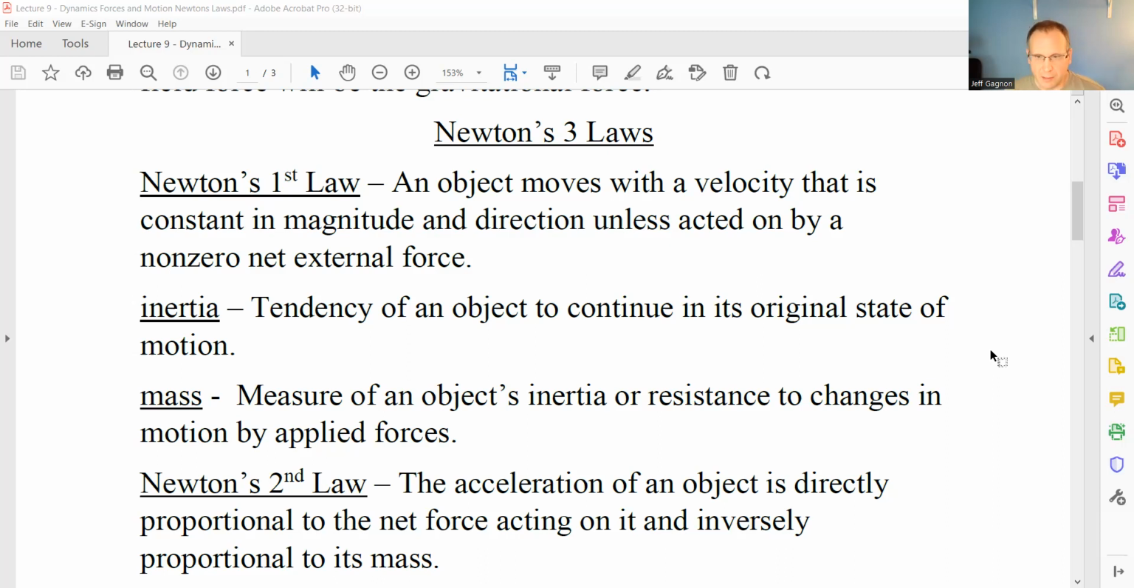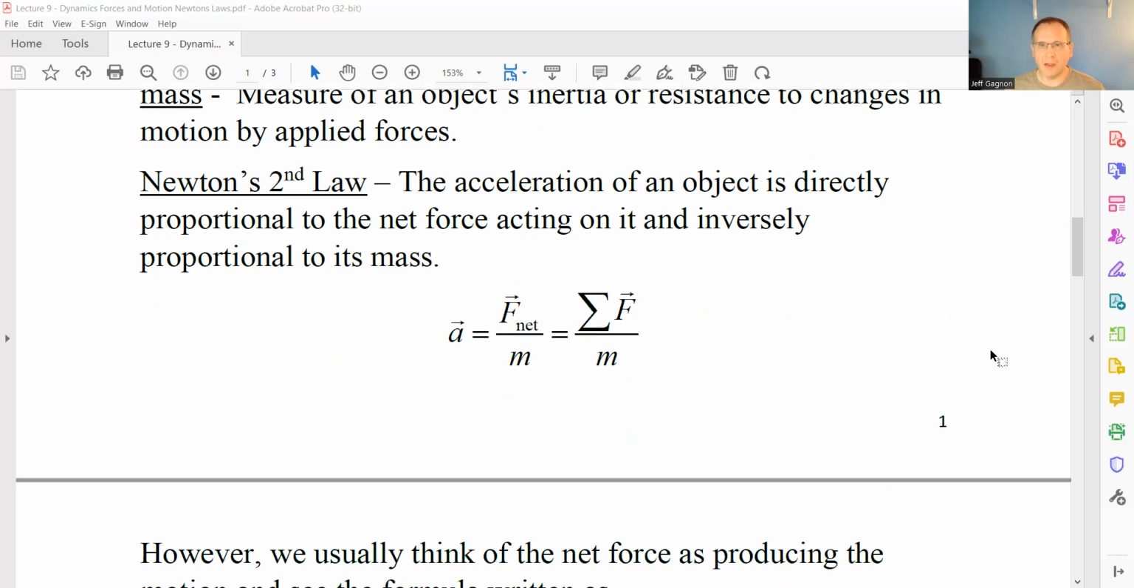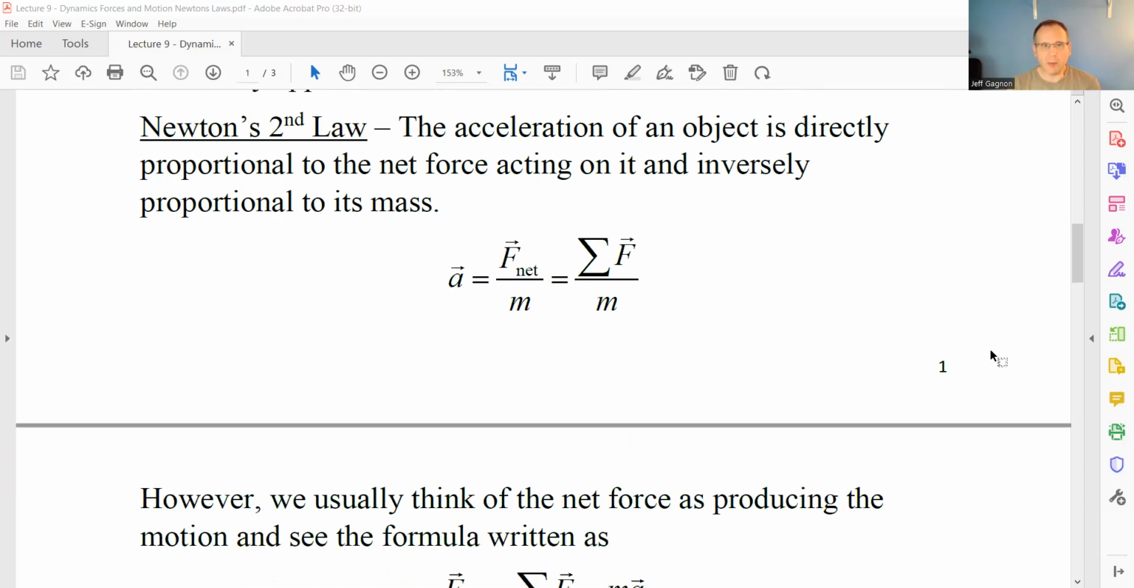All right, Newton's second law. And this is probably going to be the most important one, at least when we're talking about applied problems and solving equations of motion. So Newton's second law says the acceleration of an object is directly proportional to the net force acting on it and inversely proportional to its mass.